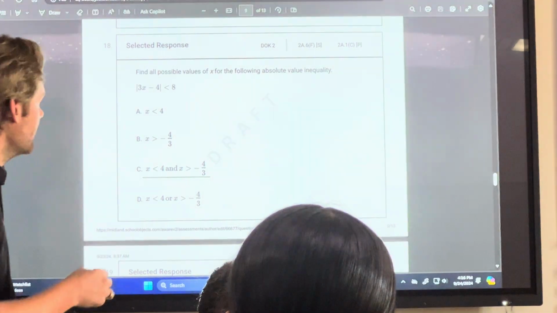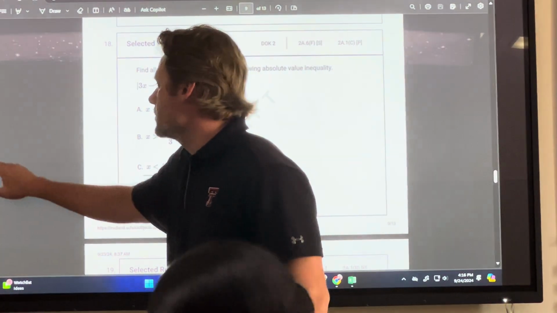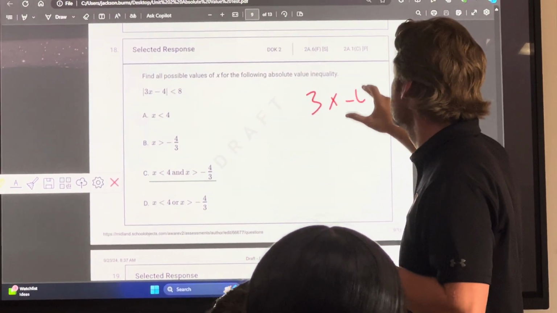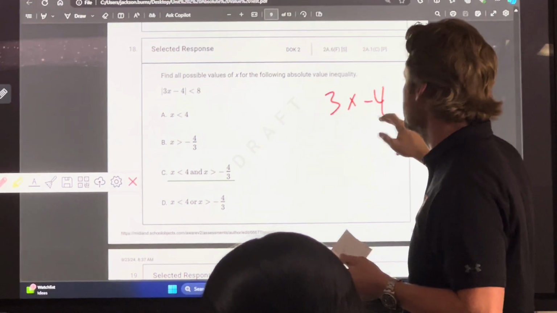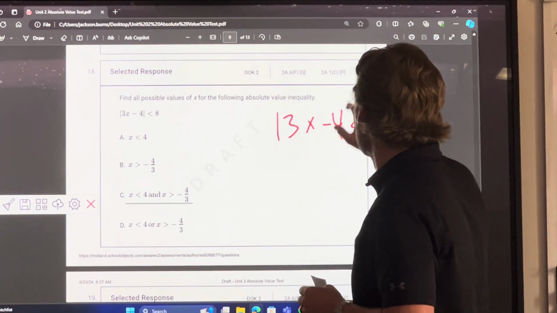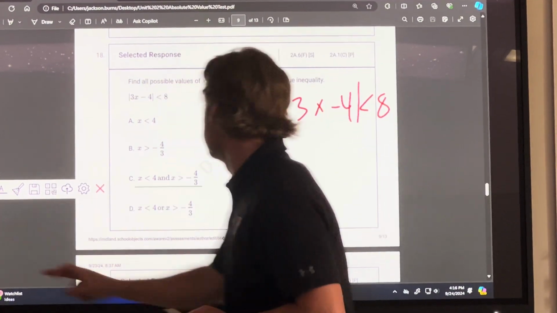That was 12, right? All right, 18. So another inequality. I don't know why I said I'd do this one. This one seems pretty easy, but I wrote it down. So it's already solved for the absolute value, right? So I can split it in two from jump street.